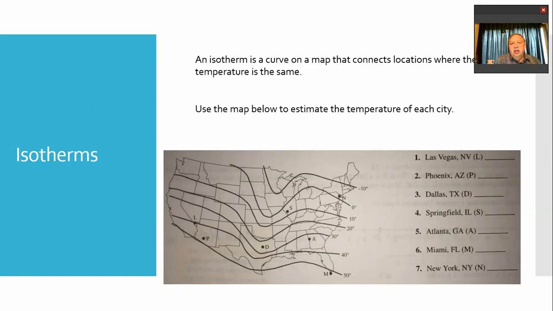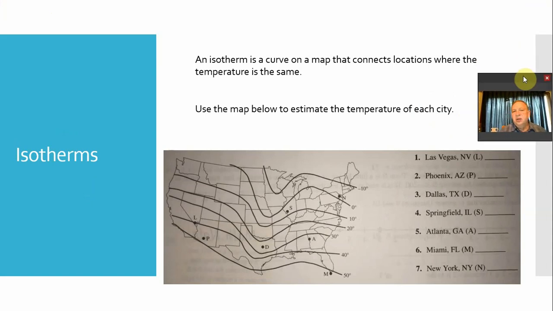Here's something that we'll look at, an isotherm. An isotherm is a curve on a map that connects the locations where the temperature is the same. Isotherms, isobars for pressure the same, iso meaning the same. So there are many times you'll look at this. Use the map below to estimate the temperature of each city. Here's Las Vegas, Nevada, that's L, and Phoenix, Arizona is P right here.